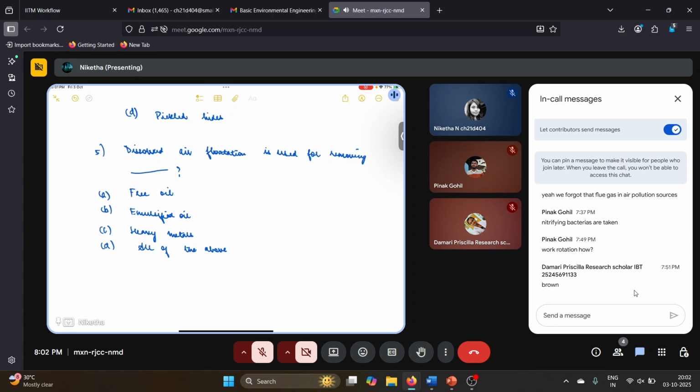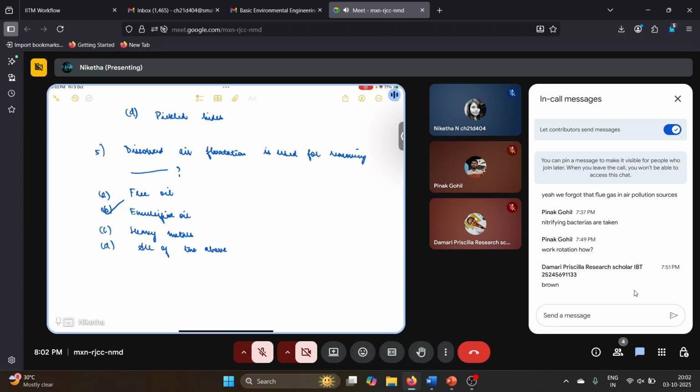So dissolved air flotation is used for removing which of the following? First option is free oil, second one emulsified oil, third one heavy metals, and last is all of the above. The answer is emulsified oil. We just discussed this when we were talking about refinery waste. Free oil is skimmed out and emulsified oil is removed by flotation. When you supply dissolved air, all of the emulsified oil will form as foam and then it can be collected.